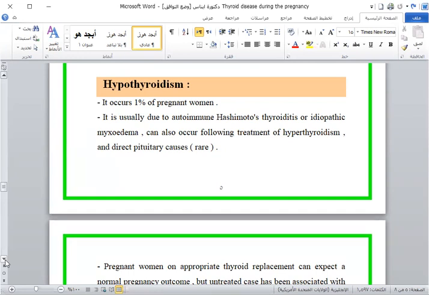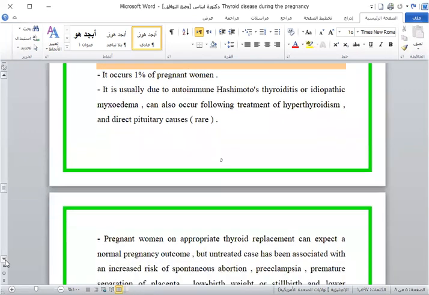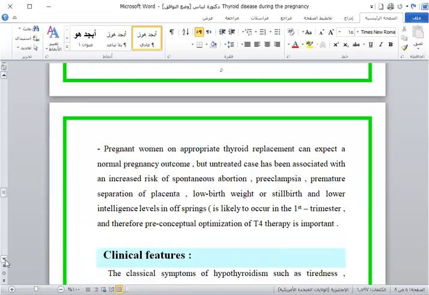Second cause of maternal hypothyroidism, it is what? Following treatment of hyperthyroidism، خاصة دول اللي يتعالجون قبل البريجنسي بالراديوأكتيف أيودين، مرات ينتهينا بالهايبوثايرويدزم. أو بسبب direct pituitary cause، وهذا very rare، يعني there is no TSH وبالنتيجة stimulation by pituitary cause، وبالنتيجة حيكون low thyroxine level. هاي بالنسبة للكوزات of hypothyroidism.